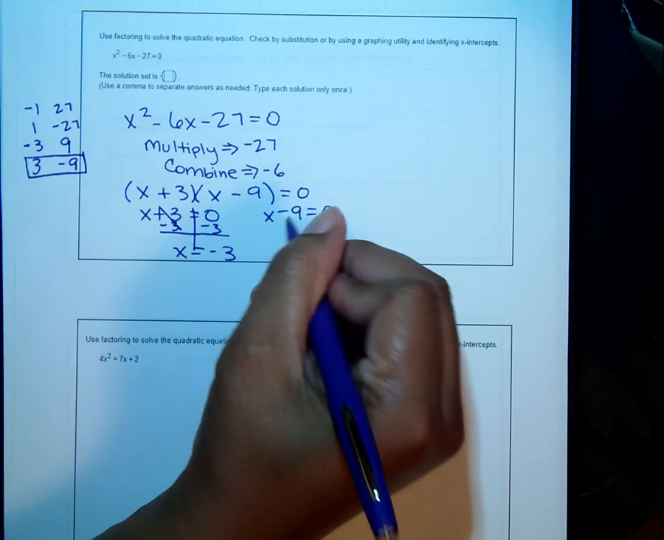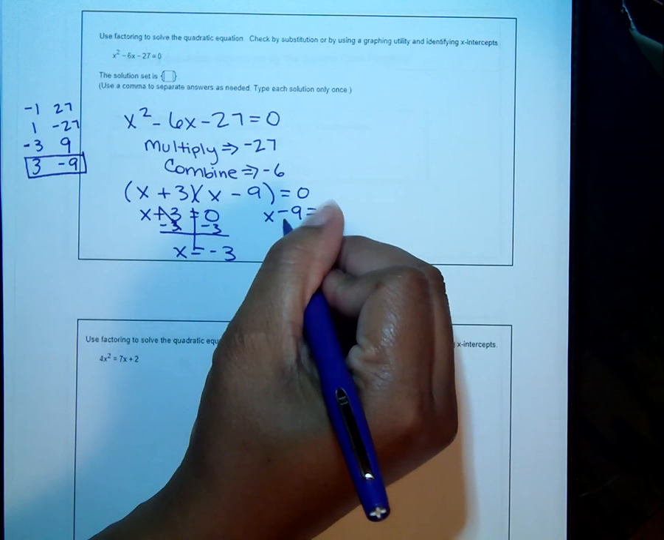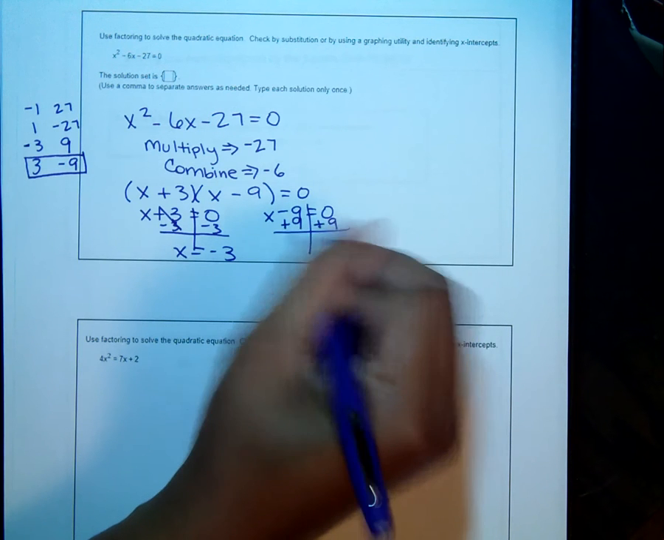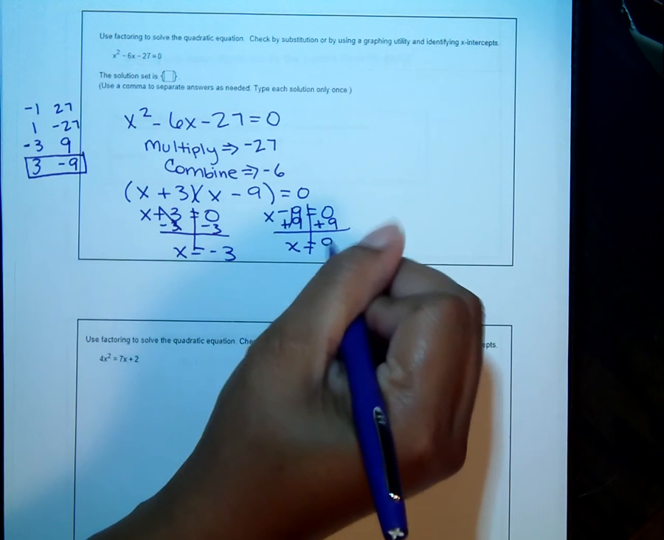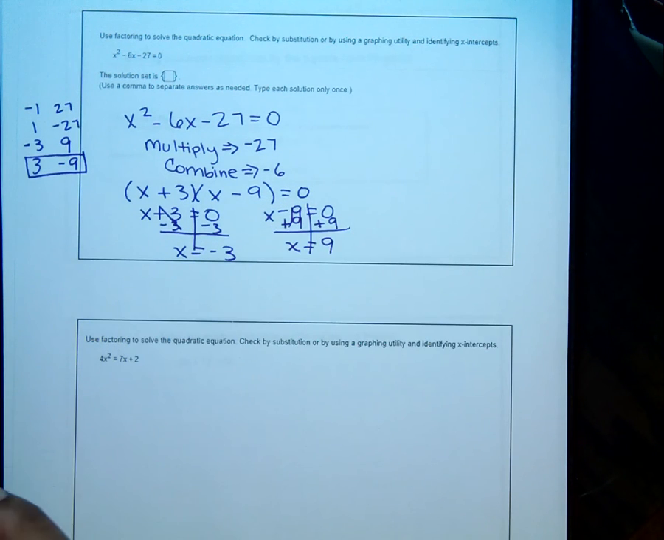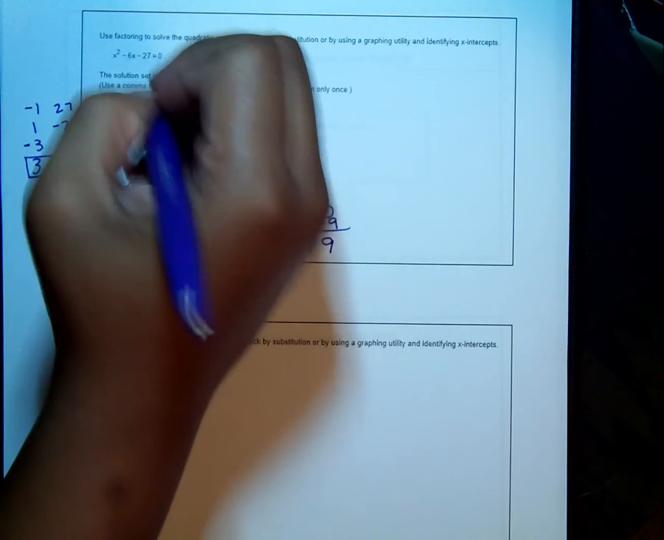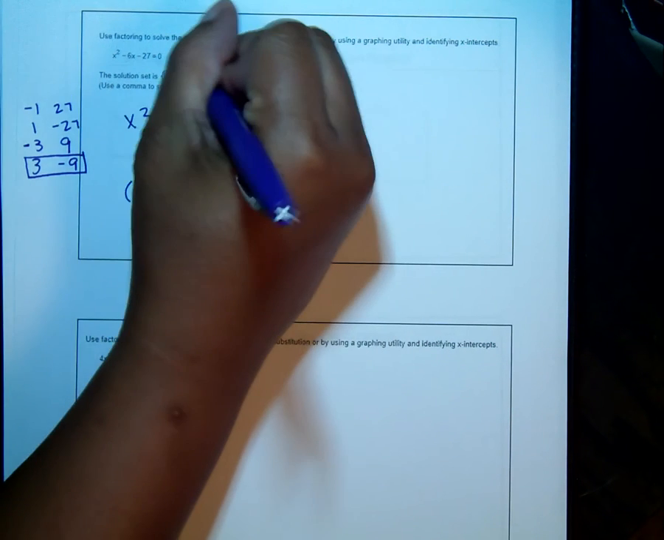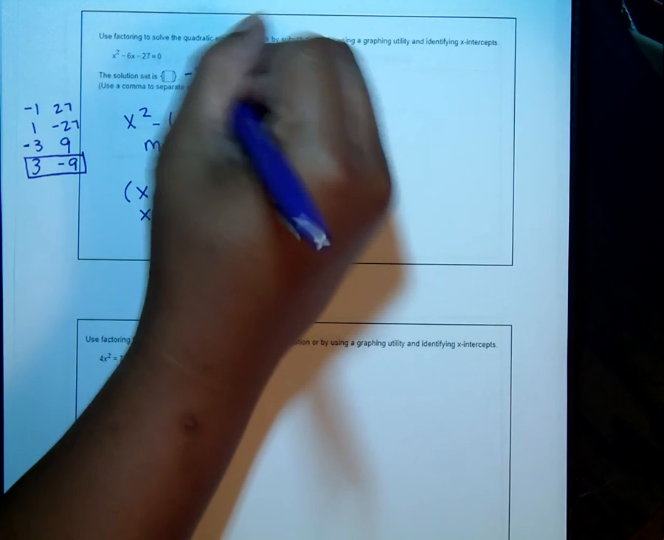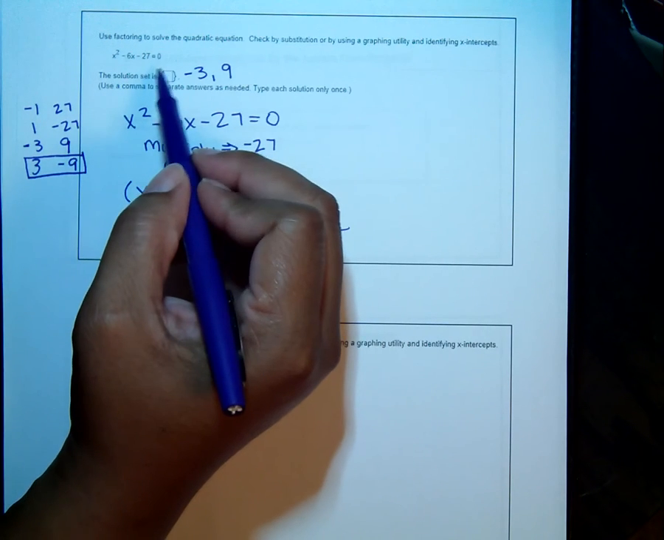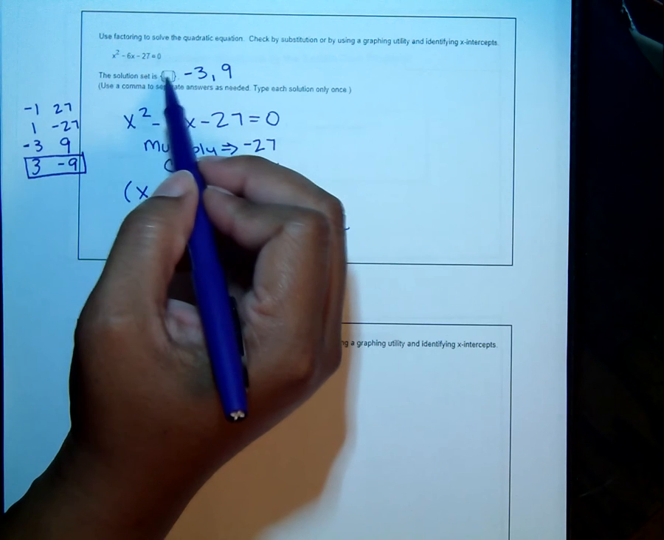Over here when I solve, I got a minus 9. The opposite of minusing is adding. Plus 9, plus 9. X equals 9. So my solution, and it says use a comma to separate, would be negative 3, comma 9. And when you do your homework, because this is a homework question, you'd have to make sure you type the numbers inside the little brackets there.